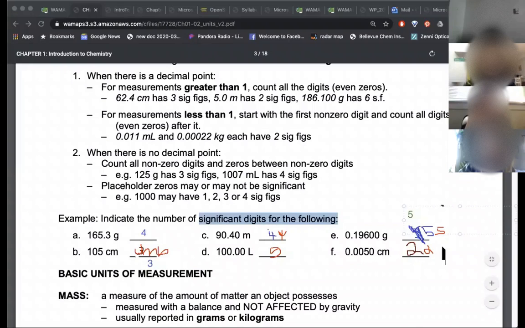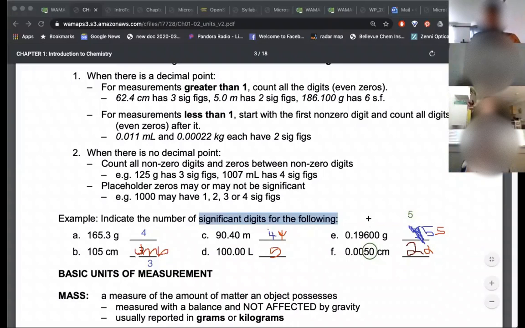This one has just 2. So these 2 are significant. The leading zeros just tell us it's small. It's a small number, but we know it's measured to 2 digits. And it's hard to measure small things, right? It's more difficult. So the leading 0 does not count, but the trailing zeros do count because there's a decimal place.